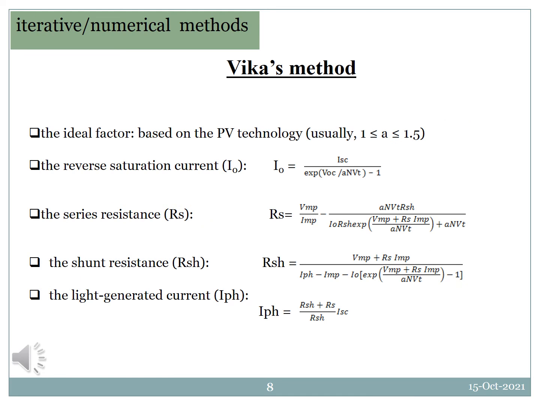Similar to Villalba's method, the ideality factor is approximated depending on the PV technology. Then the diode reverse saturation current is calculated as shown in the equation below. Vika's method relies on determining a combination of the shunt resistance, the series resistance, and the light-generated current that fits well with the datasheet points for a given number of iterations, resulting in the smallest possible error.